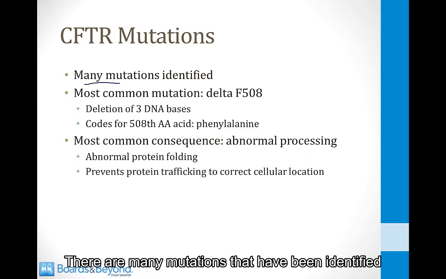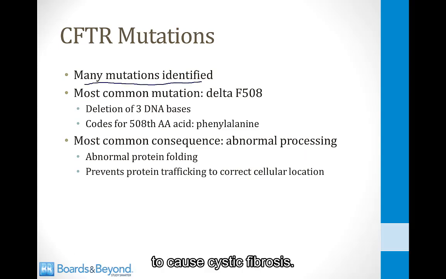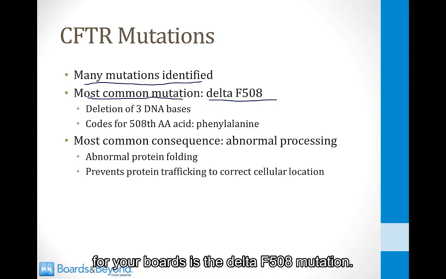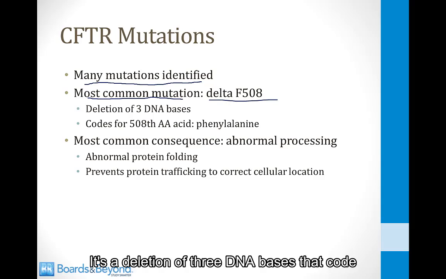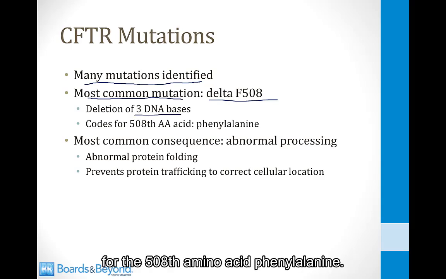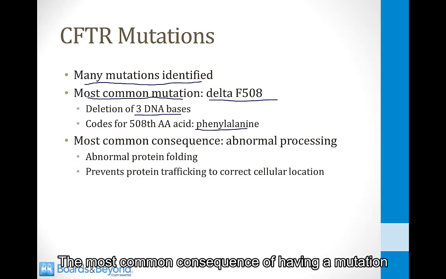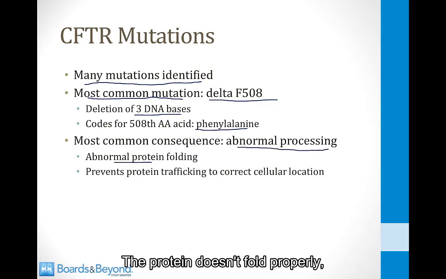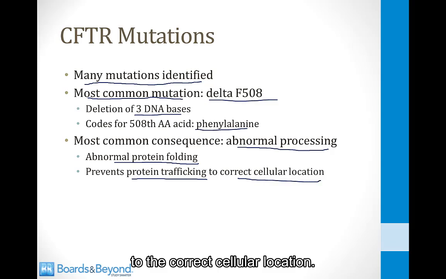There are many mutations that have been identified to cause cystic fibrosis, but the most common, and the one you should definitely know for your boards, is the delta F508 mutation. It's a deletion of 3 DNA bases that code for the 508th amino acid, phenylalanine. The most common consequence of having a mutation in the CFTR gene is abnormal processing. The protein doesn't fold properly, and it prevents protein trafficking to the correct cellular location.